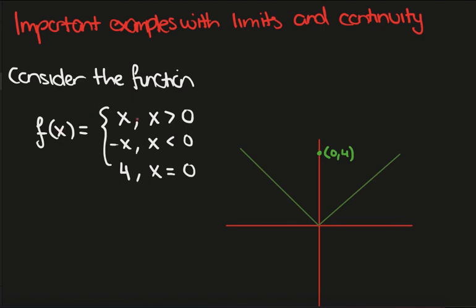So we define f to be the function x for positive values of x, negative x for the negative values, and at 0 this function is 4. Okay, so this pretty much agrees with the absolute value function everywhere except the origin. At the origin, at x equals 0, the function is 4.